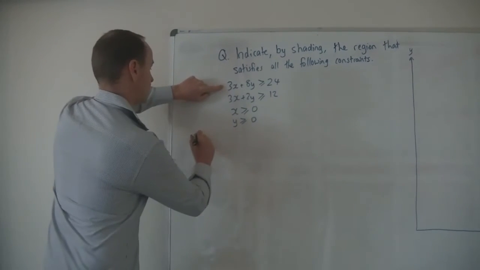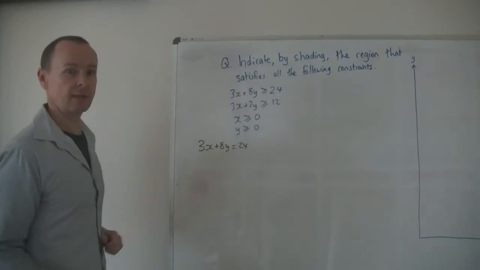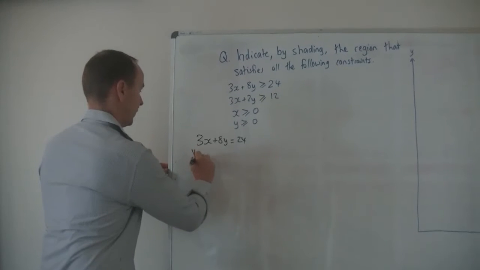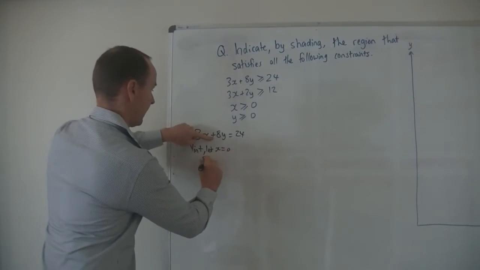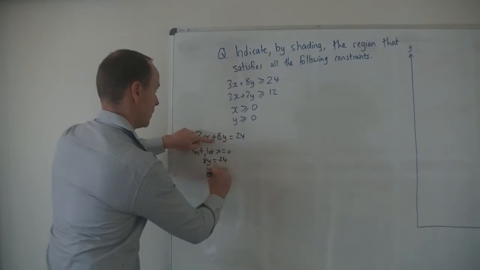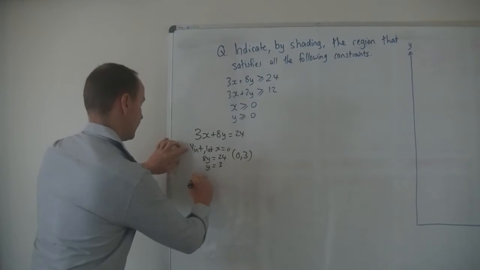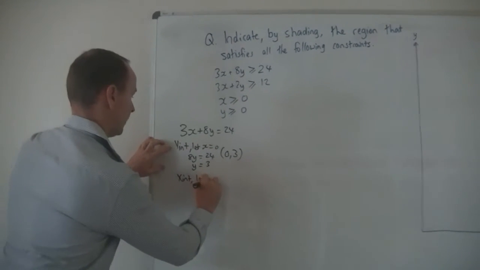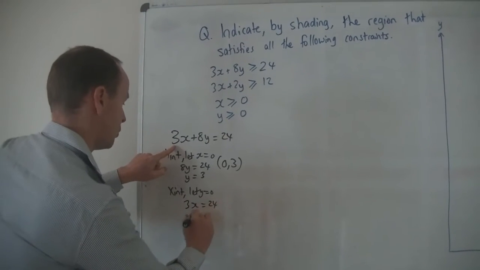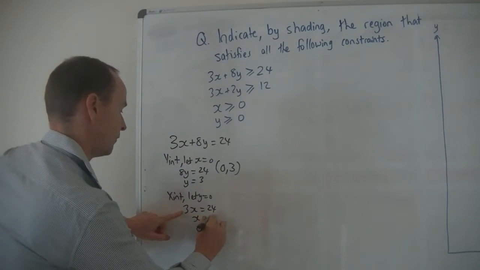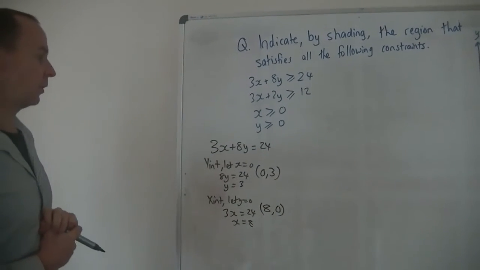First, for this equation, 3x plus 8y equals 24, I need to find the x and y intercepts, so I'll do that really quickly. Y-intercept, let x equal 0. I get 8y equals 24, y equals 3. So that point is 0, 3. Then for the x-intercept, let y equal 0, and I get 3x equals 24, x equals 8. So that point is 8, 0. So I've got my two intercepts, that didn't take long.